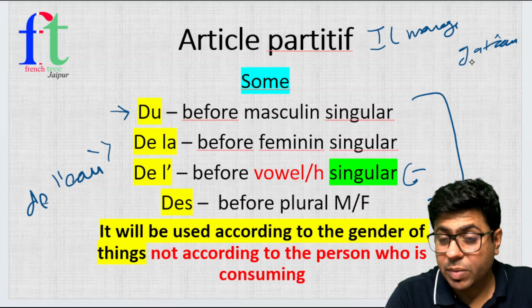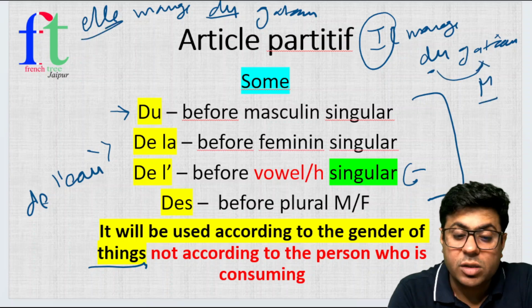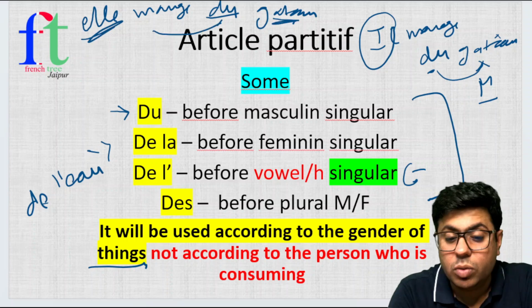So here the subject was il, but we used du because my noun was masculine. Here the subject is elle, but my noun is masculine and singular, so I used du. Okay, that's a very important part. Don't forget it and always keep it in your mind. Now let's come to the example.